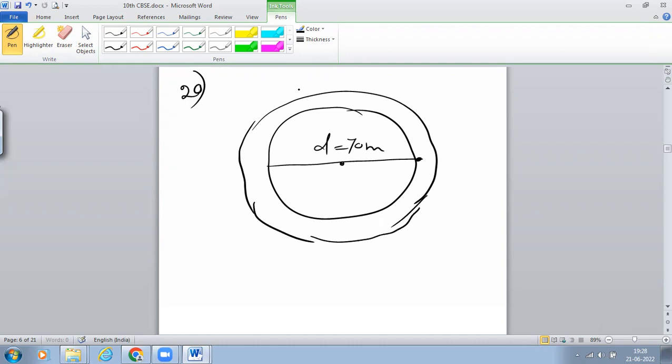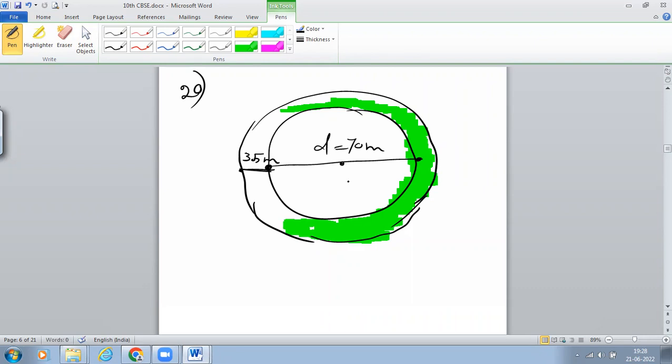So this region is the path. I'm going to highlight this. This green portion is the path. Are you able to understand, ma? So this path is surrounding the circular field. Now listen carefully. The width of the path is from this point to this point. What is the width, ma? That is 3.5 meter. This is the width.